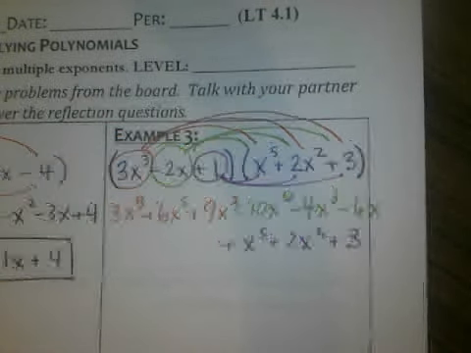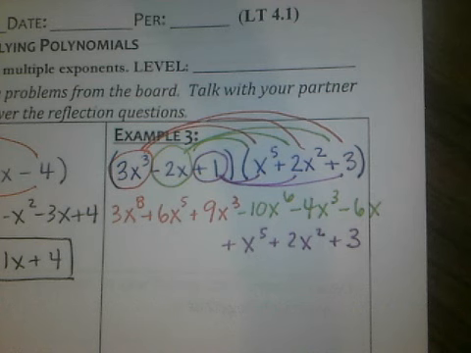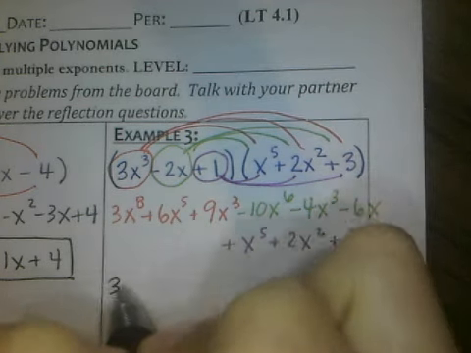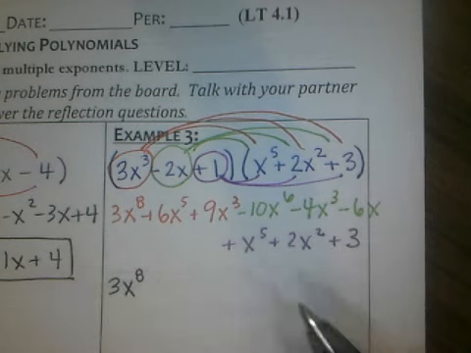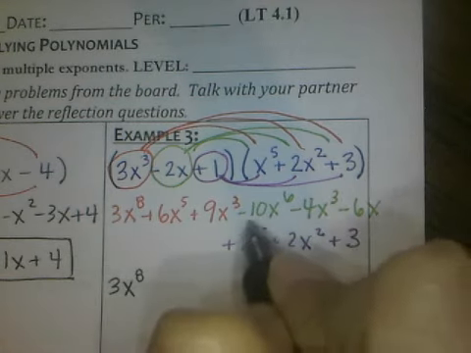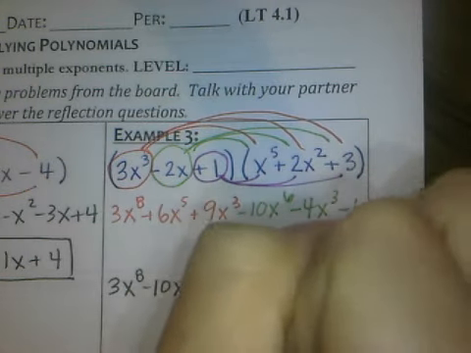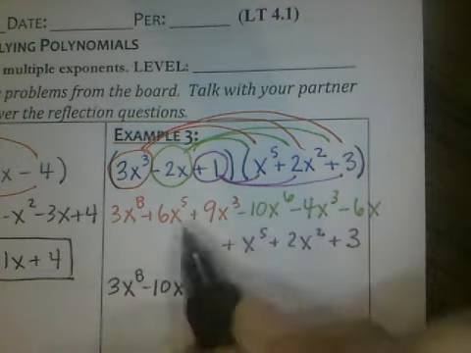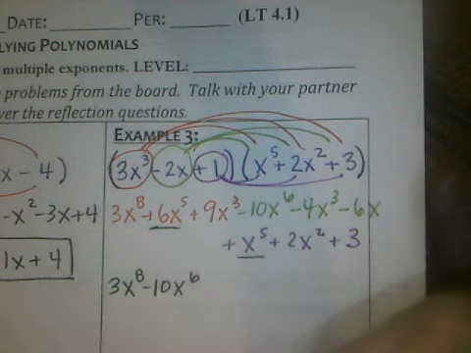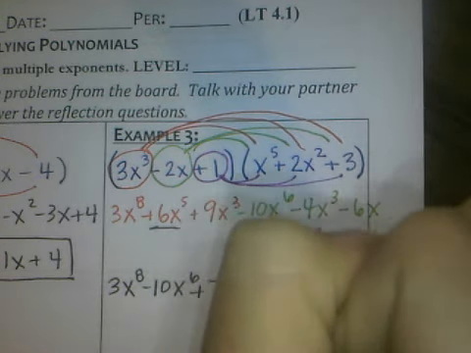Now, you know what comes next, just like terms. And there actually are very few like terms. So coming down in order, 3x to the eighth is my leading term. I have an x to the sixth term, which is going to come next, minus 10x to the sixth. And then I have two different x to the fifth terms, which becomes 7x to the fifth.